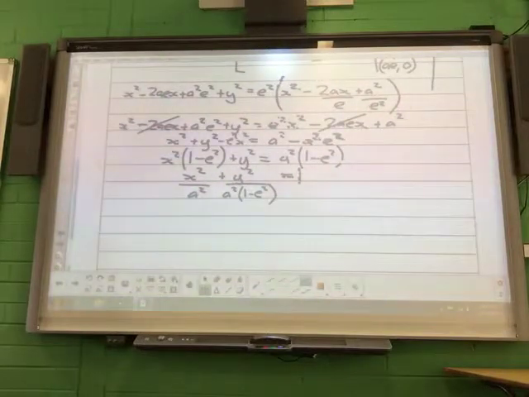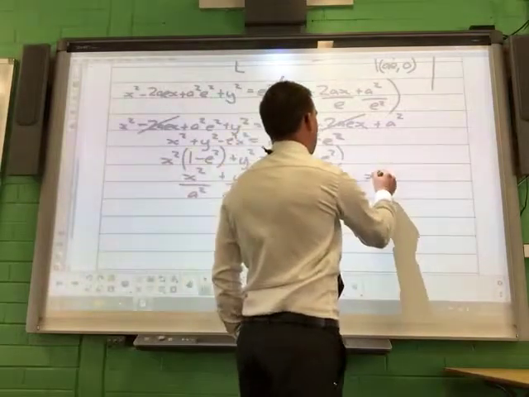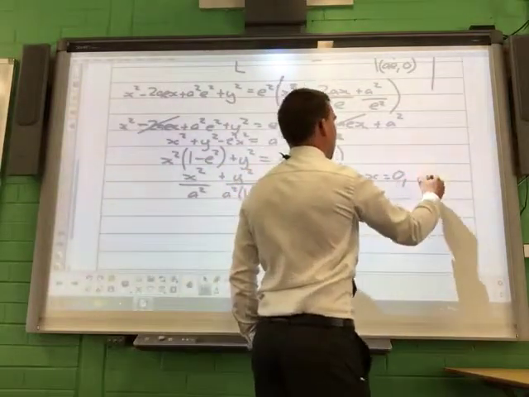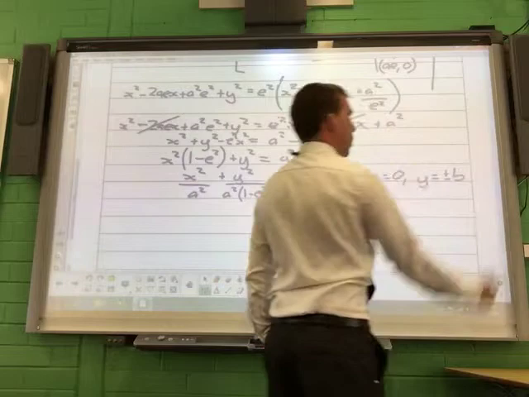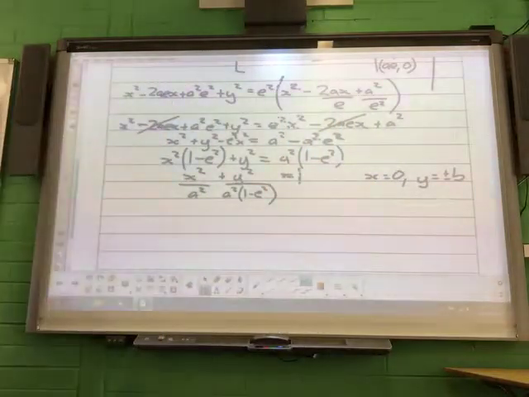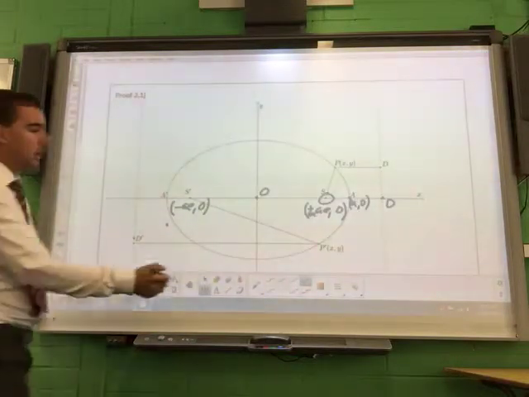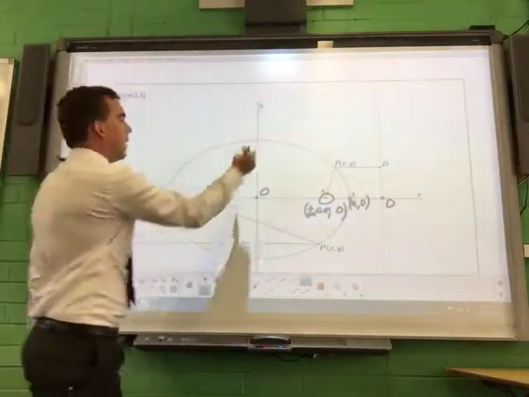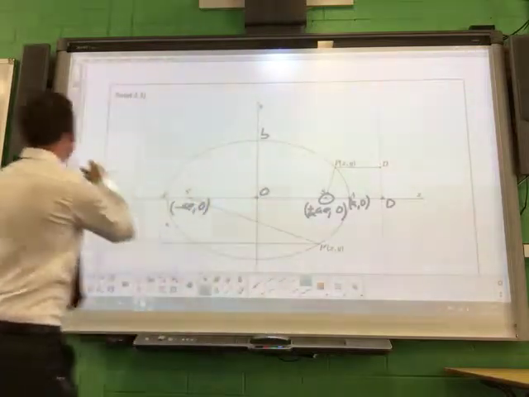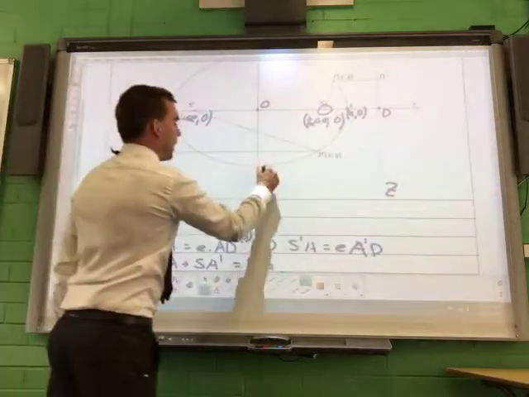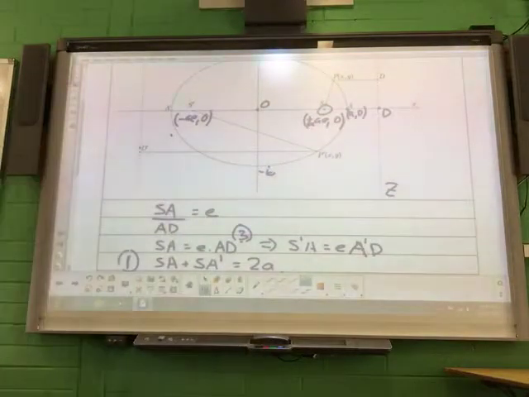But we know that when x equals 0, y is plus or minus b from your original diagram. So we should go back and label it. I've labelled this little a, so let's call this little b, and negative little b, for the intercepts on the y-axis. So we're just going to call it a variable there for your formula.